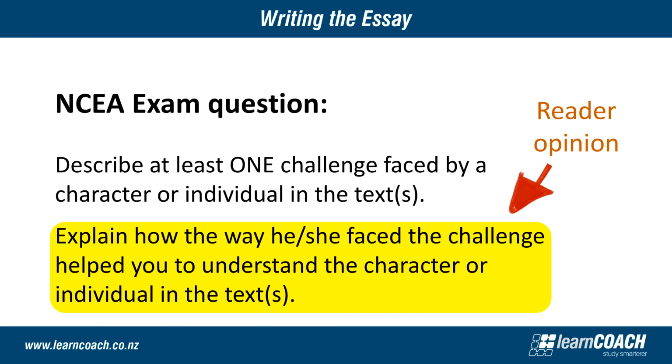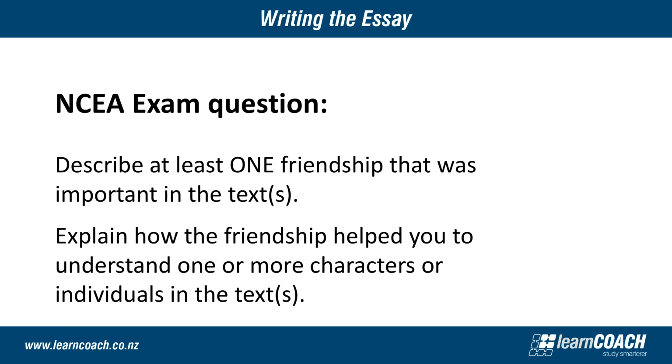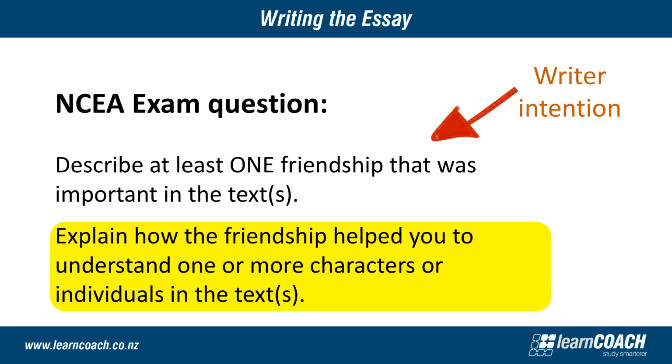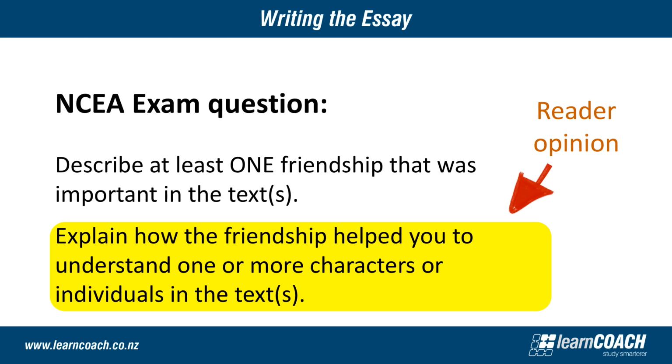Or in this third example, which is asking you to describe one important friendship, that's the part asking you to talk about a friendship that the writer intended. And then it goes on to say, explain how the friendship helped you to understand one or more characters. That's the part of the question asking for your interpretation. Or, that's right, you guessed it, your opinion.